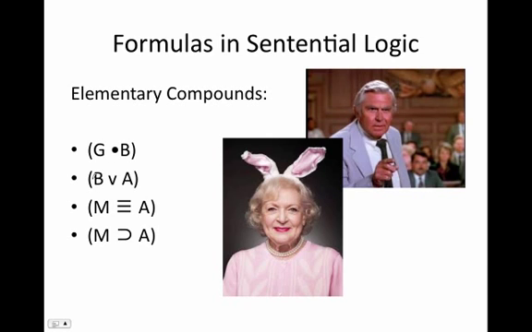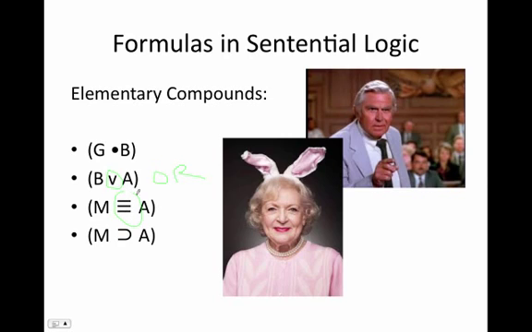Now we have this B and then this symbol here and A. Remember what that symbol means? It means or. It's the disjunction operator. B or A. Betty White starred on the greatest TV show of all time, or Andy Griffith starred on the greatest TV show of all time. That's a disjunction.